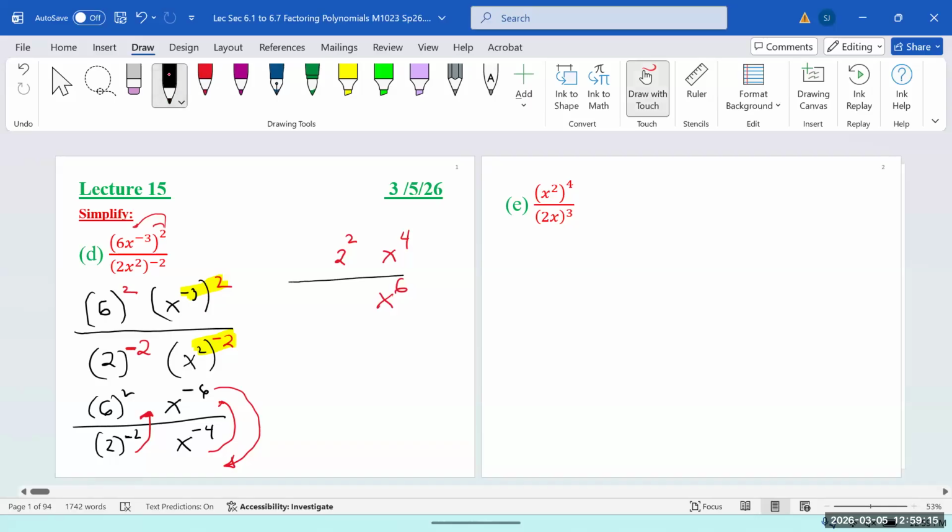Now the last thing we have is x with the square. Now, does it have any problem? What power does 6 have? Sorry, not x, 6. What's the power on the 6? Is it a negative power or is it a positive power? Which one?